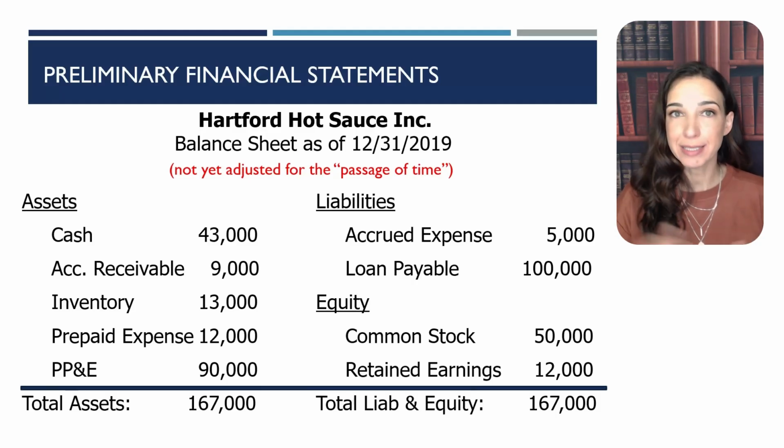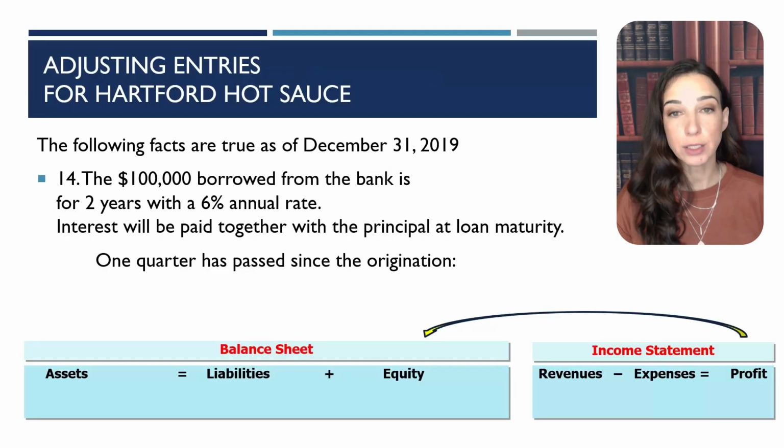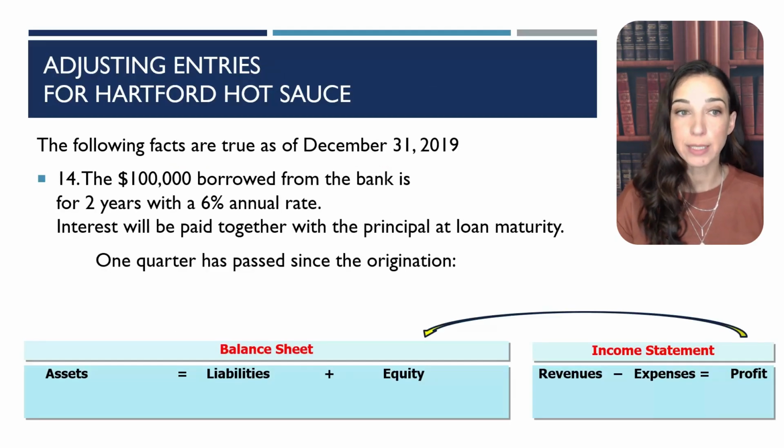Now we're going to bring this example home, and for Hartford Hot Sauce, we're going to do some adjusting entries, which are very representative of the adjusting entries that real companies must do at the end of the period. Let's assume that this loan came with an interest rate. We borrowed $100,000, and that loan is for 2 years with a 6% annual rate, and we are not paying interest as we go along. The interest is going to accumulate, and we're going to pay it at the end of the 2 years.